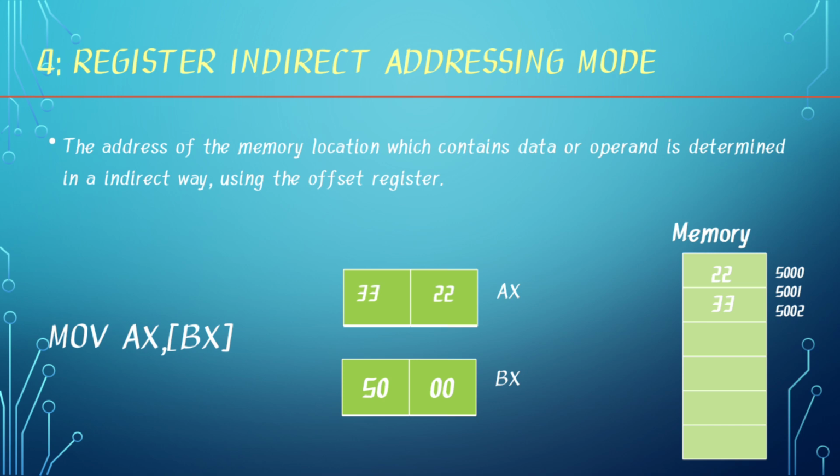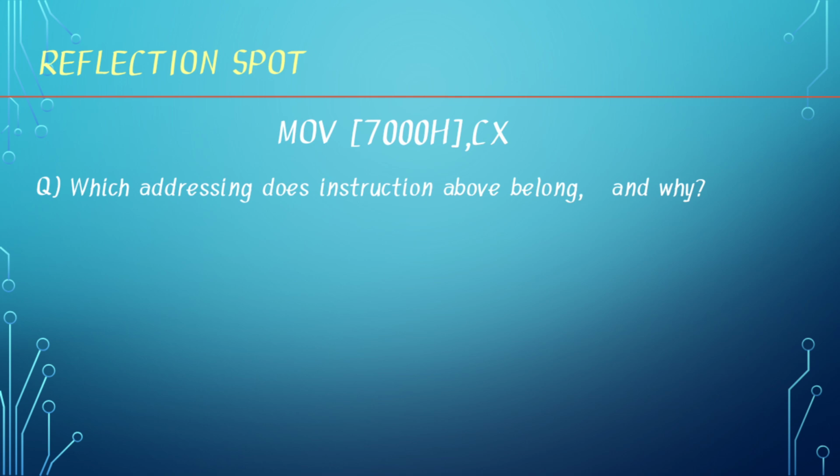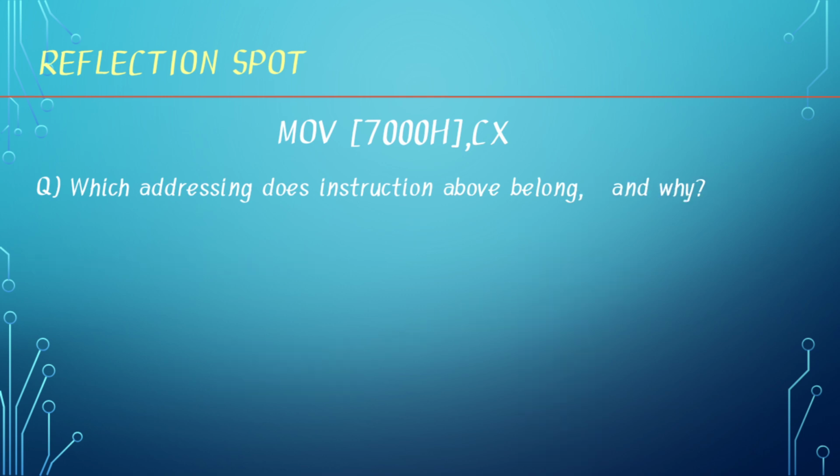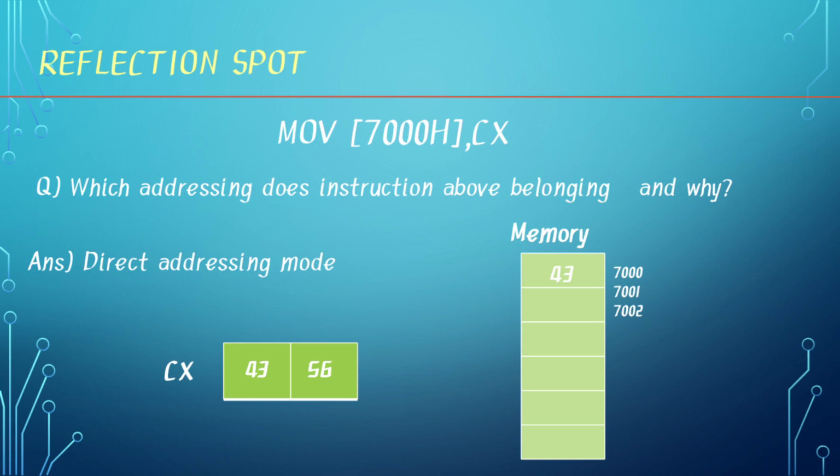One example, just to answer this question: MOV [7000H], CX. Which addressing mode does the above instruction belong to, and why? This is a direct addressing mode, because 7000H within the brackets is the address that is directly specified. Here the CX register has the data 4356. This data is moved to the 7000H memory location.